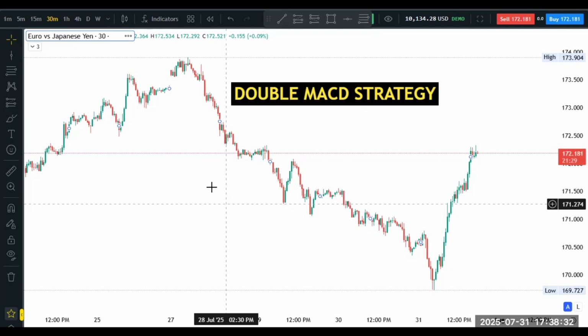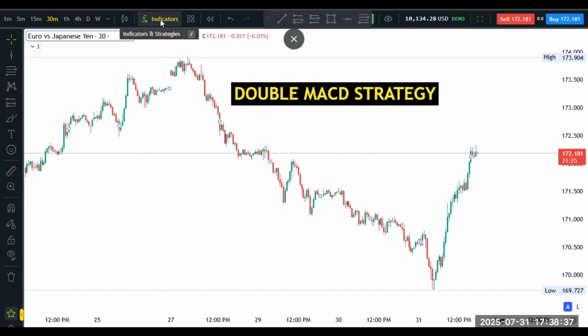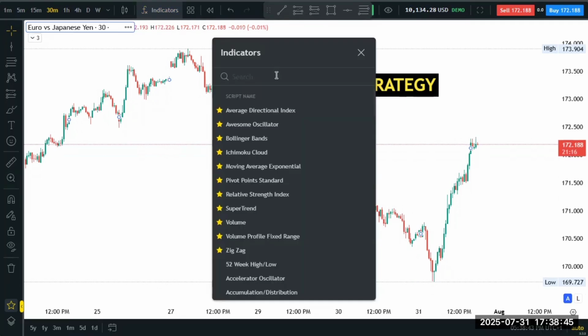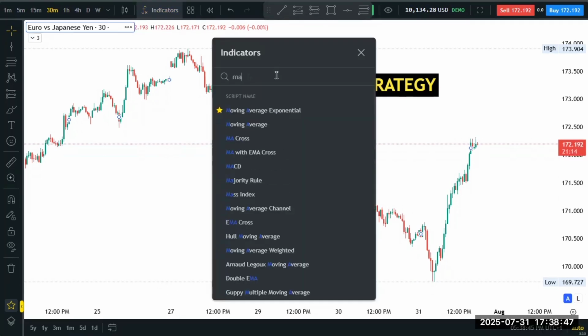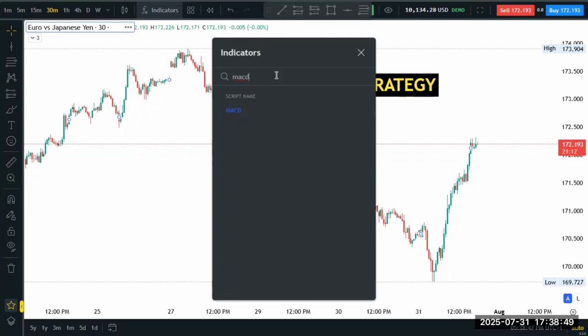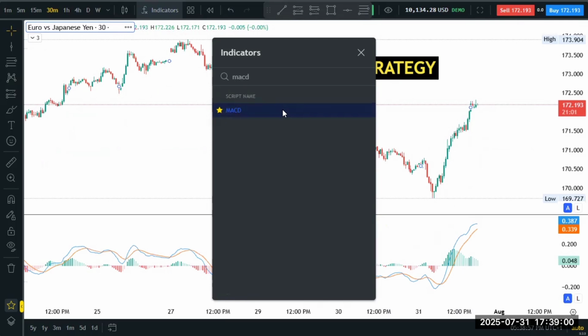So without wasting any time, go to your indicators. I am on TradingView. Just go to your indicators, click on the indicators tab, and type MACD. You can click the star to add it to your favorites. I'm going to click once, so it has been added to my chart. You can see it here.